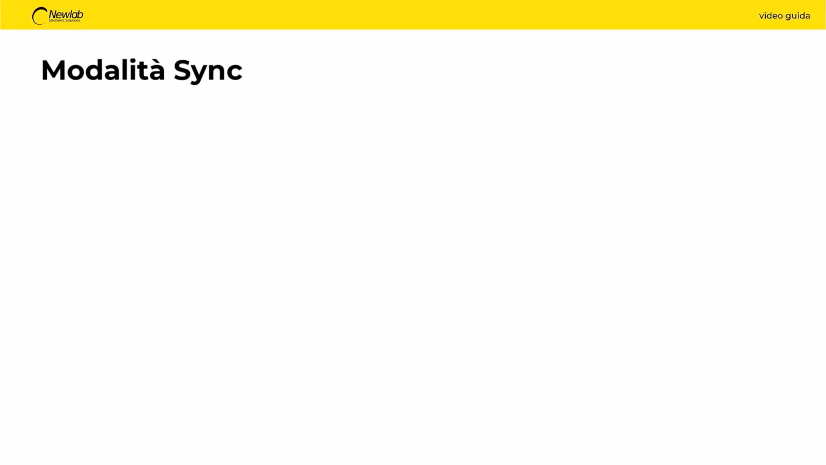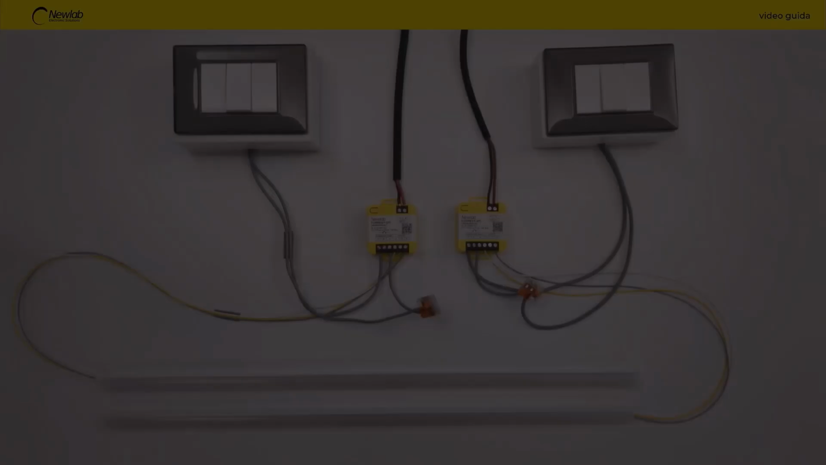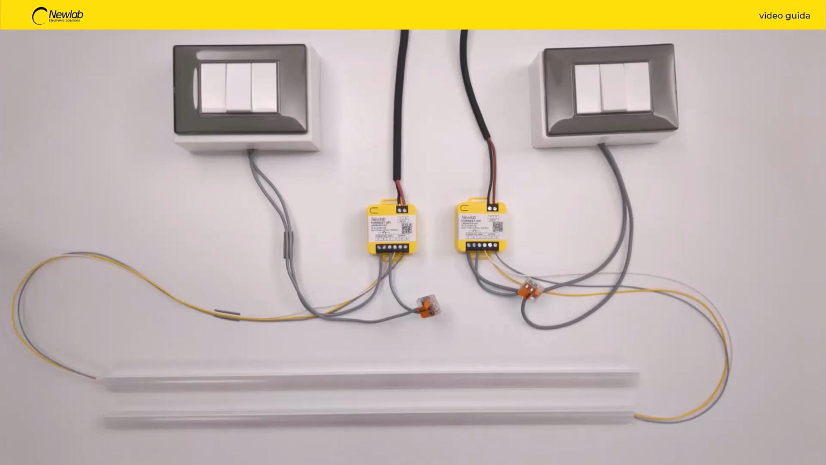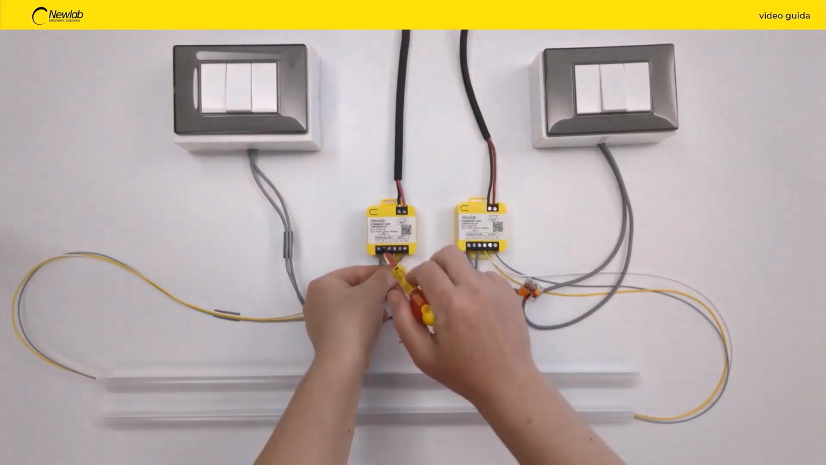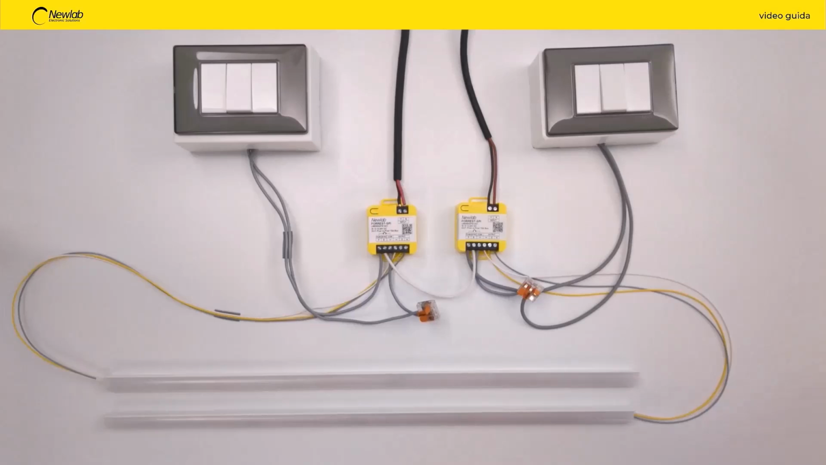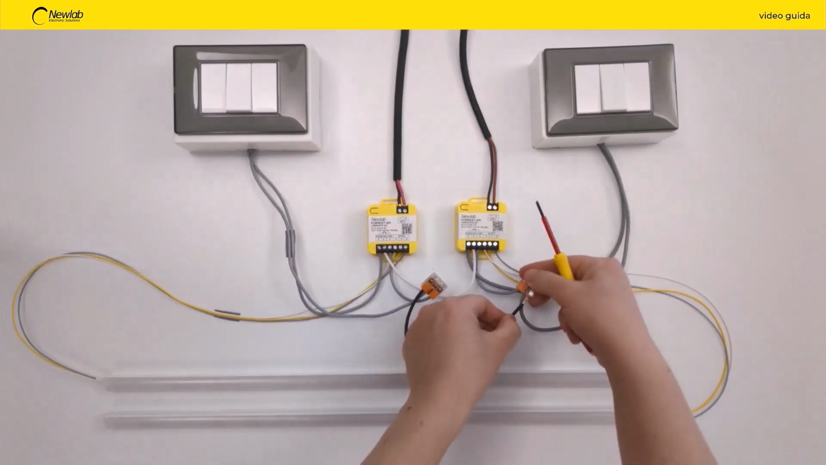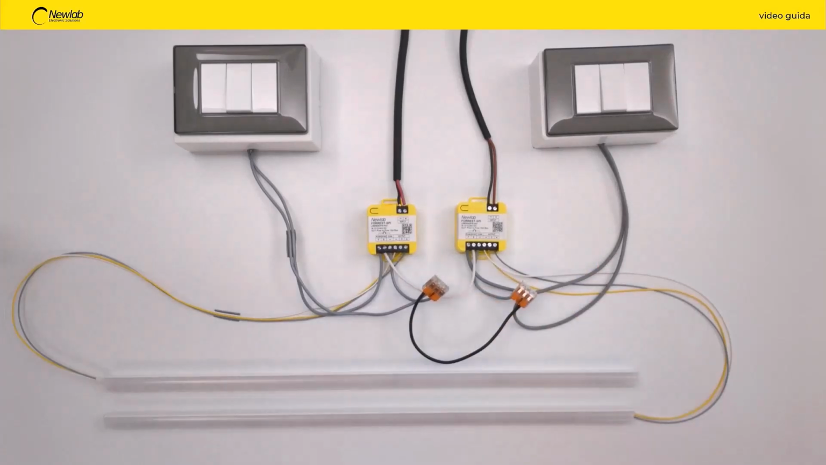Sync mode. The Forrest-SPI device is equipped with sync mode. By connecting several Forrest-SPI devices together, you can start the show on each device at the same time. Starting from the basic wiring diagram, connect all Sync S terminals of each device together. Align all negative poles of the power supply by connecting the COM- terminals together.